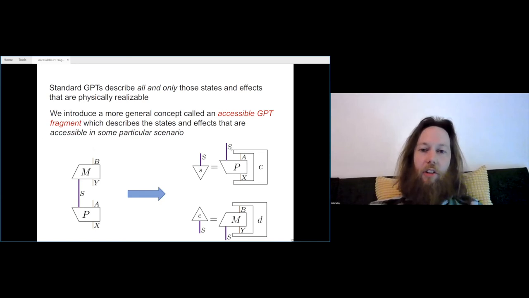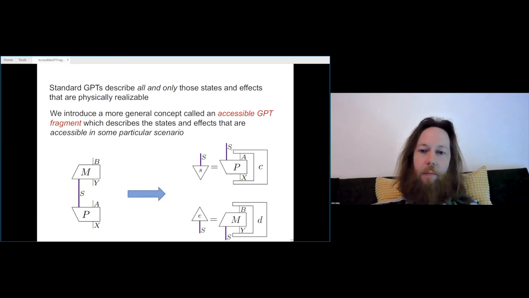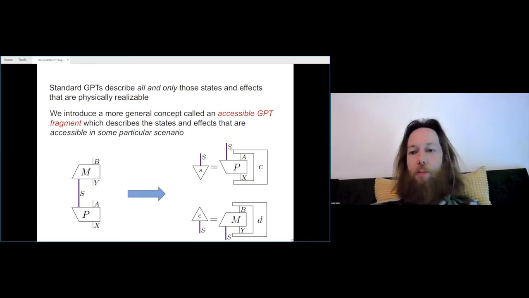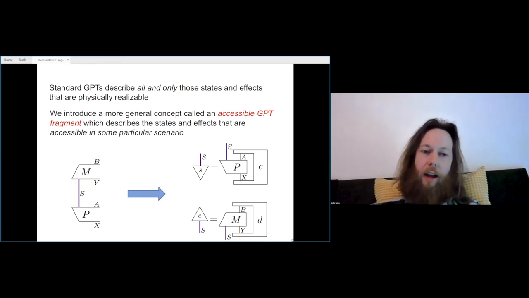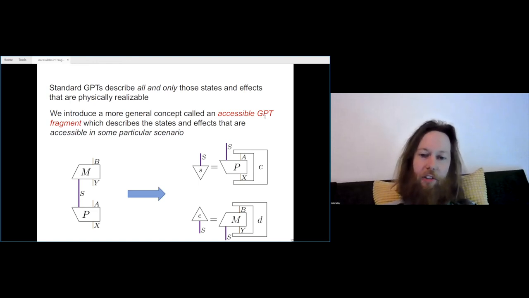Typically, GPTs are considered such that the set of states and the set of effects are really the full set of things that are physically realizable in a theory. But usually when we're doing some experiment to look for contextuality, we just have a particular experiment. And so we want a sort of GPT-like characterization of a particular experimental scenario. And we call these things accessible GPT fragments.